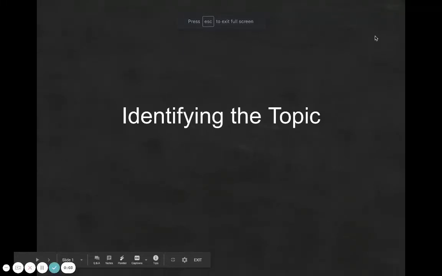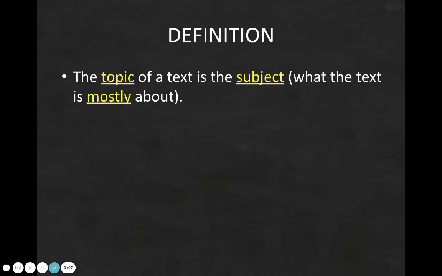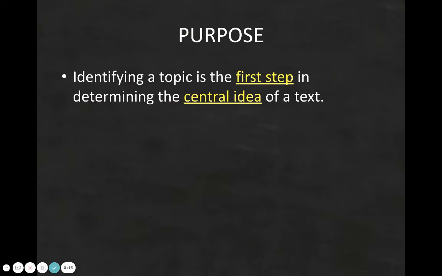Hi everyone, today we're going to learn about how to identify the topic. So, definition: the topic of a text is the subject, meaning what the text is mostly about. Identifying a topic is the first step in determining the central idea of a text.